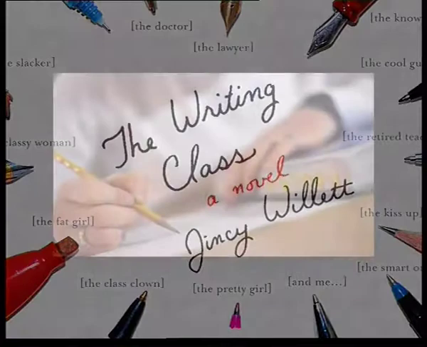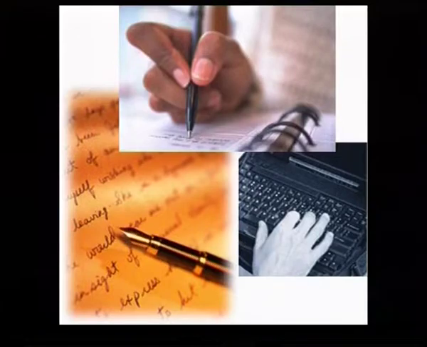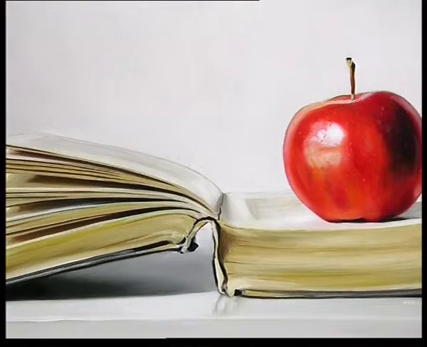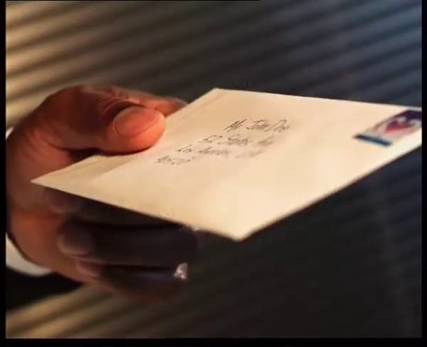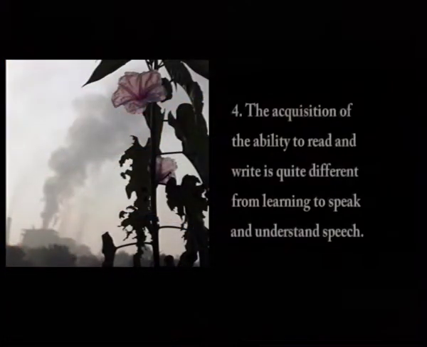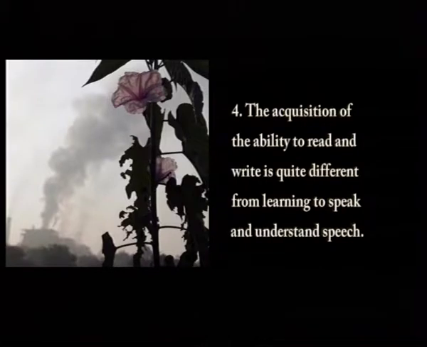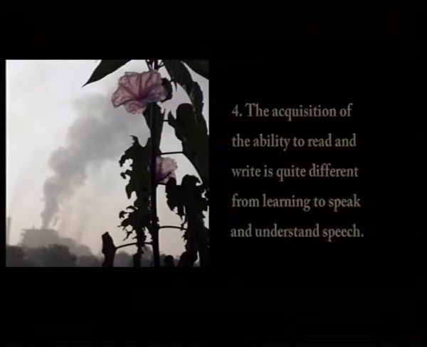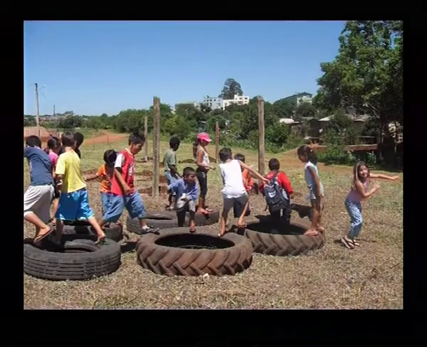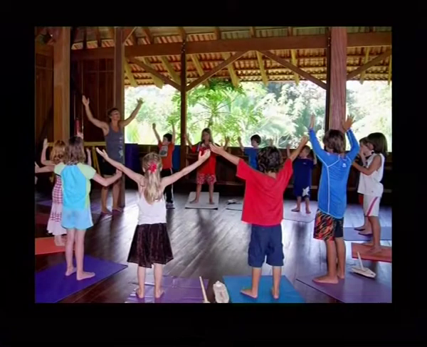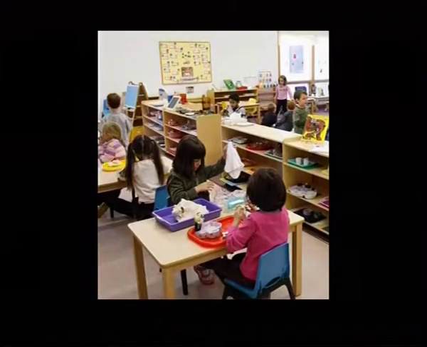Furthermore, the medium of writing is adapted for a monologic function. Normally, the sender, the writing individual, works alone, and the same applies to the receiver. Fourth point, the acquisition of the ability to read and write is quite different from learning to speak and understand speech. The acquisition of written language belongs to the so-called secondary socialization, in which school and other cultural institutions play a very important instrumental part.